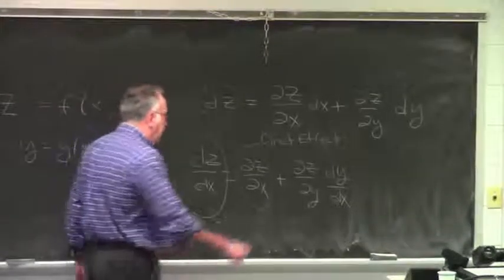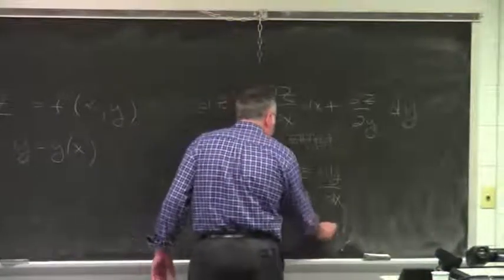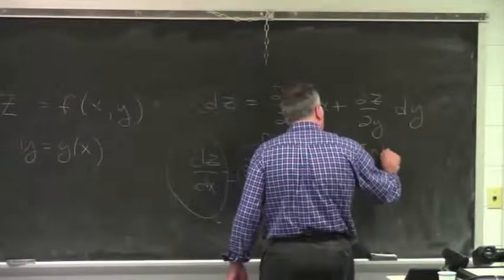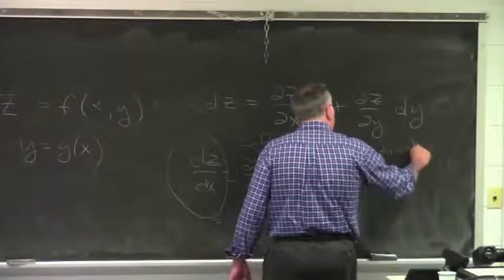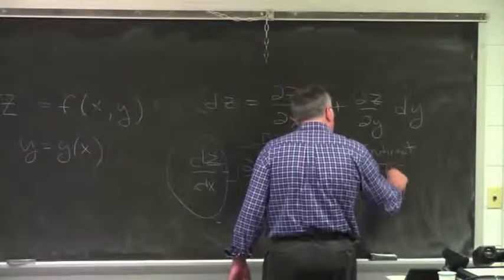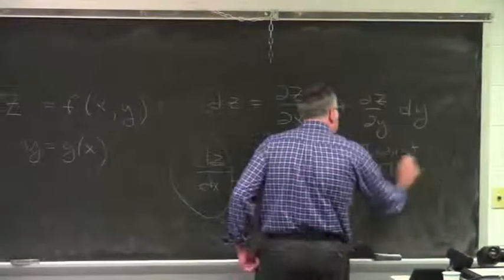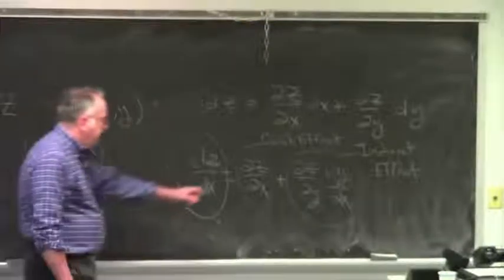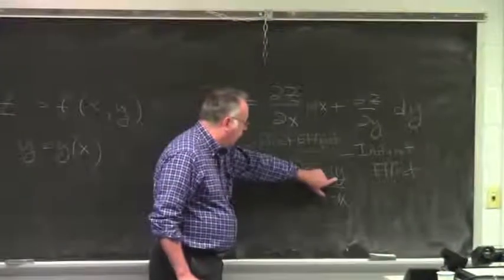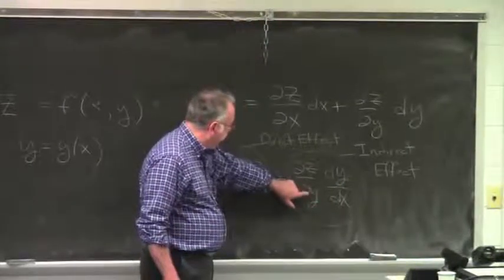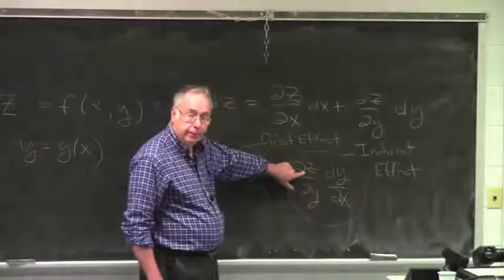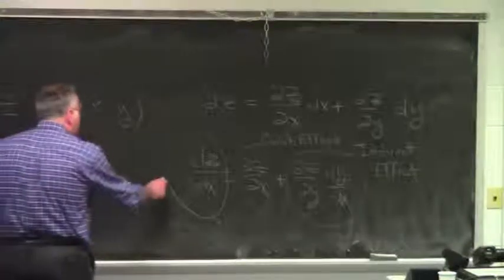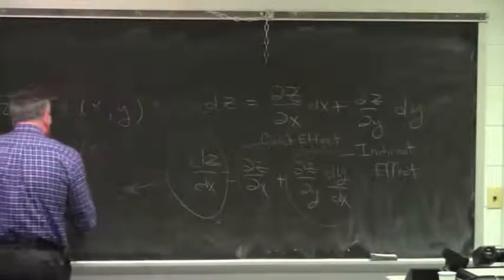This term here is the indirect effect. It's the indirect effect of x on z, which is just the effect of x on y multiplied times the effect of y on z. Okay, and it's called the indirect effect. And this thing over here is called the total derivative.